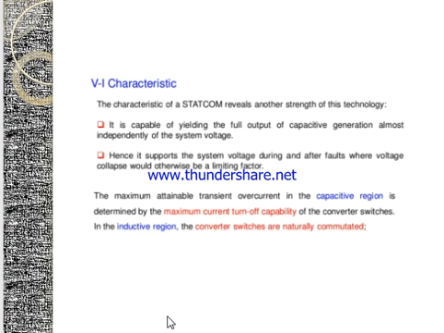While considering this VI characteristic, it is capable of yielding the full output of capacitive generation almost independently of the system voltage. Hence, it supports the system voltage during and after faults where voltage collapse would otherwise be a limiting factor. The maximum attainable transient overcurrent in the capacitive region is determined by the maximum current turn-off capability of the converter switches. But in the inductive region, the converter switches are naturally commutated as the current goes to zero.